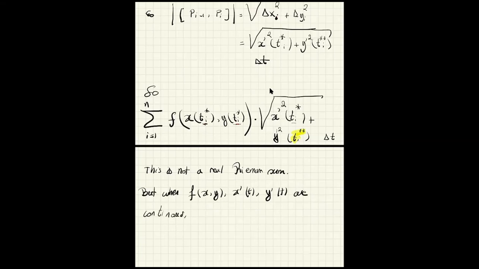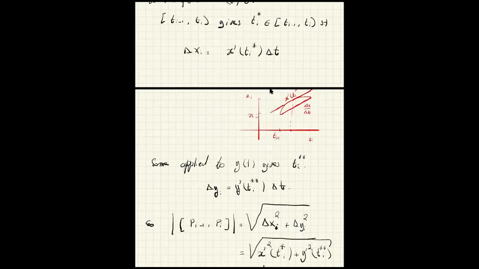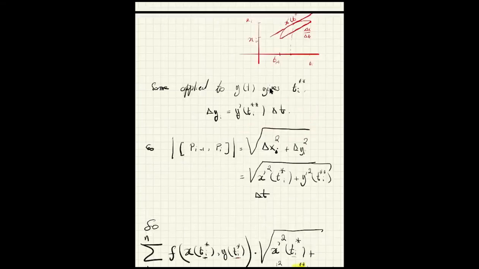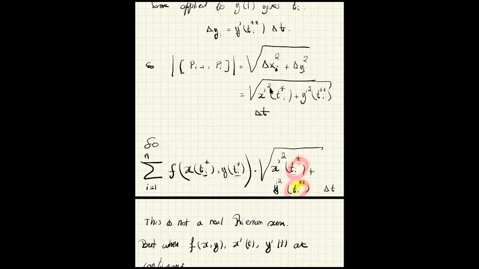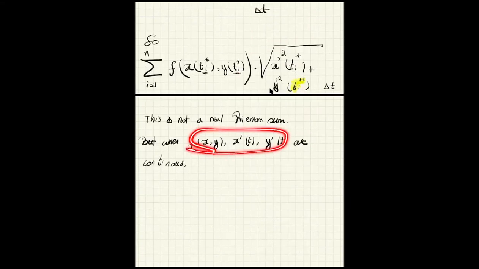The intuitive reason is that this interval ti is very small, so ti and ti star will be very, very close to each other. And when these three functions are continuous, we can use a trick from analysis to approximate this one, we can just say that this one is equal to the same.